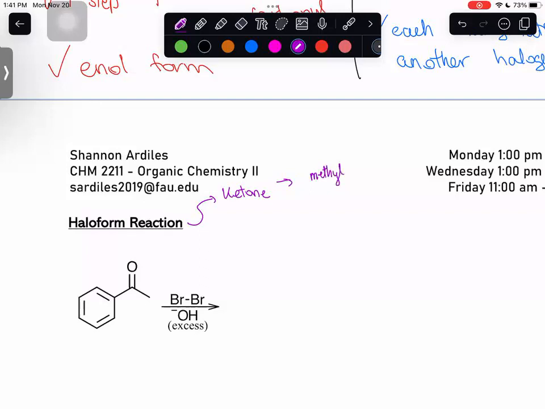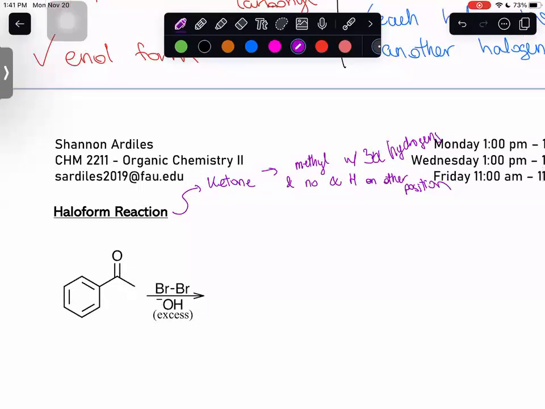Methyl with 3 alpha hydrogens and no alpha hydrogens on the other side. That's why the benzene is there. What else could I put in there instead of the benzene group? 3 other methyl groups. And what about an aldehyde? Is that hydrogen considered alpha? No, exactly. It's not considered alpha. Okay, so that's our first requirement.